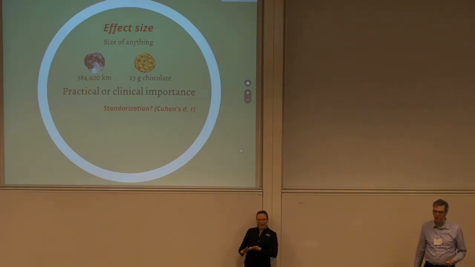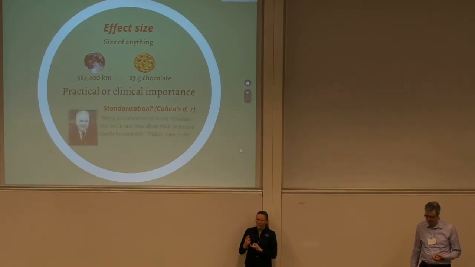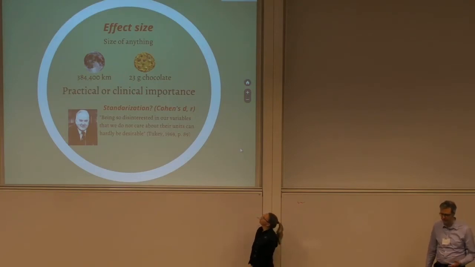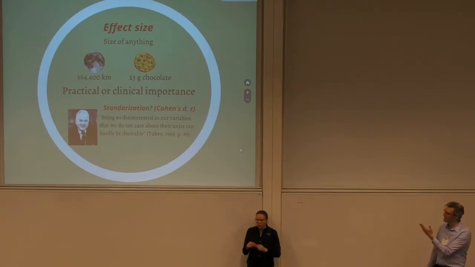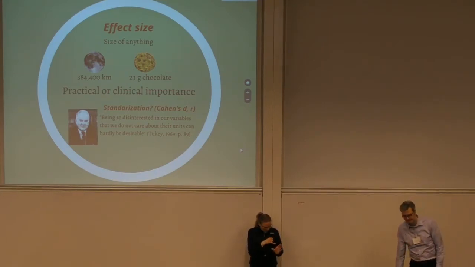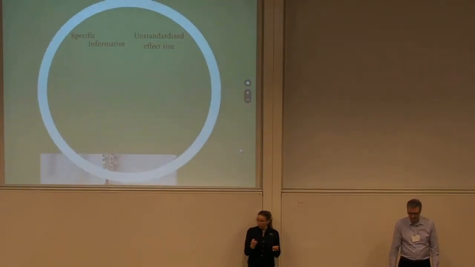They like to use Cohen's d or correlations. But I really like this quote by Tukey: are we so disinterested in our variables that we do not care about their units? Isn't it much nicer to know, like in kilometers, it's meaningful, give me the distance, or give me how many grams of chocolate there are. Yeah, so avoid standardization.